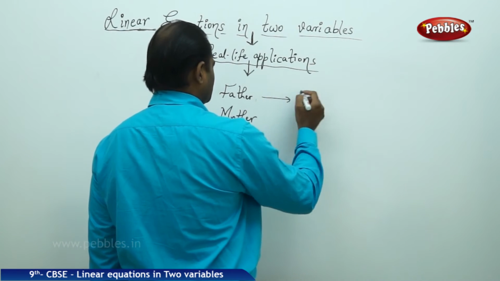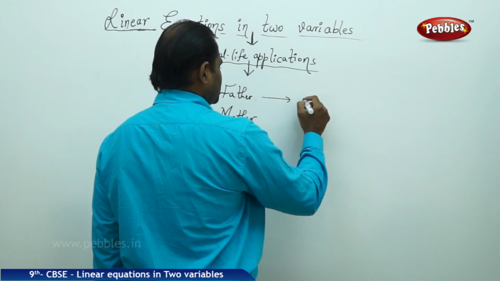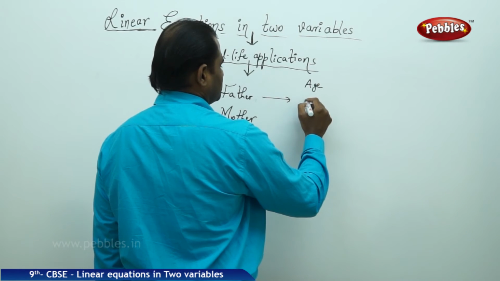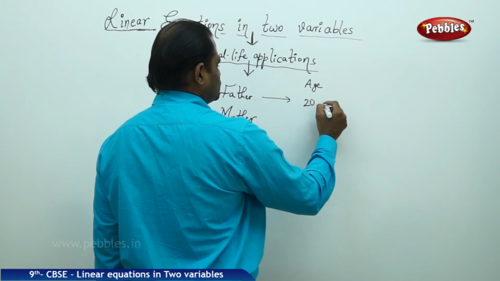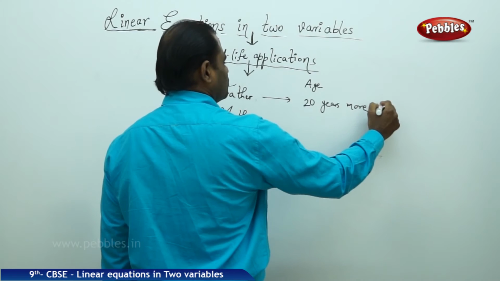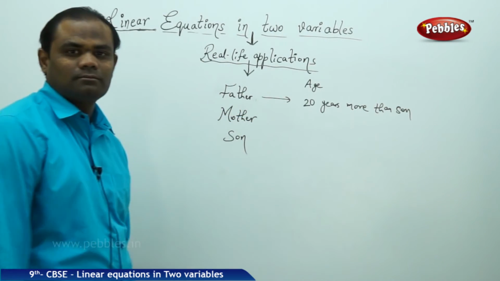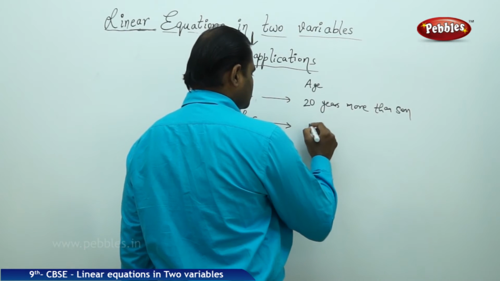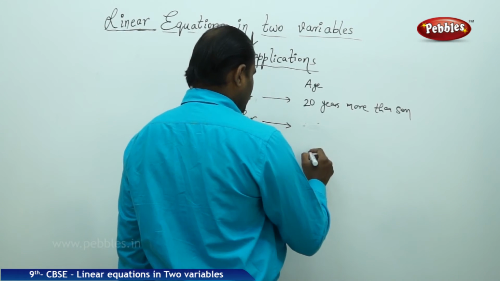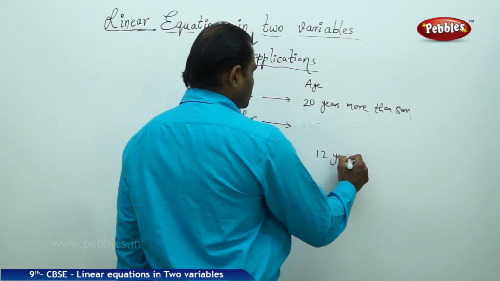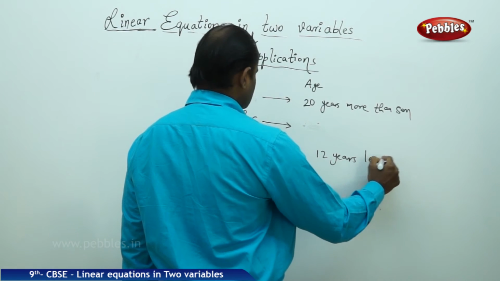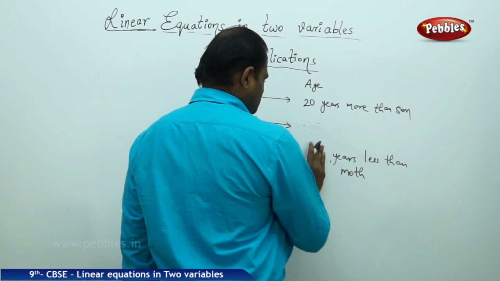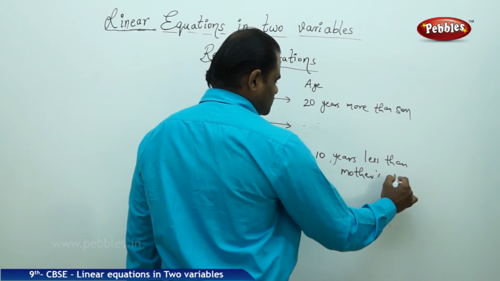So let's say the father's age is 20 years more than the son's, and the mother's age and the son's age is 12 years less than, 6 years less than, or let me take 10 years less than the mother's age.